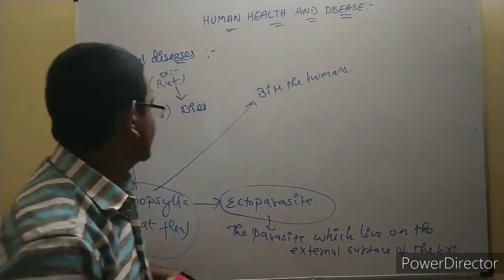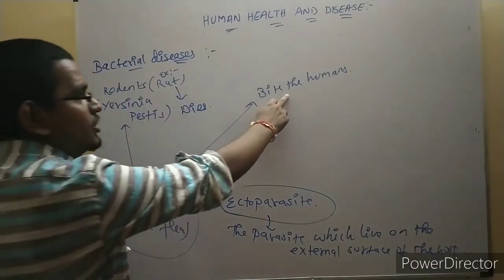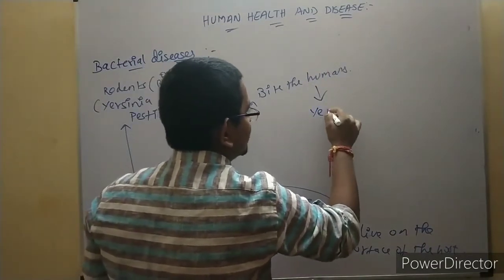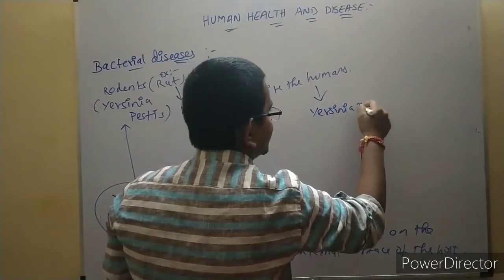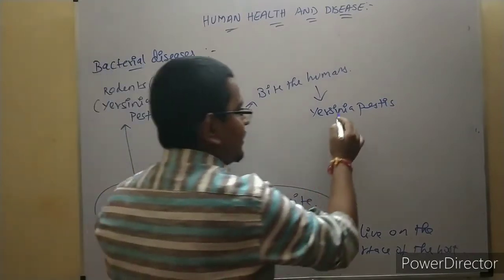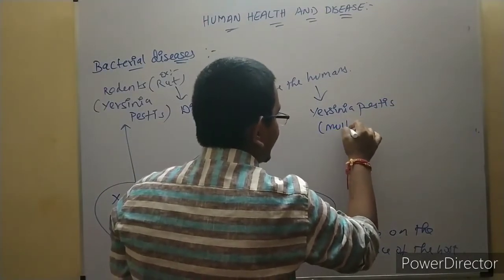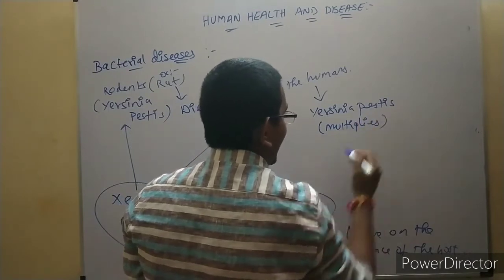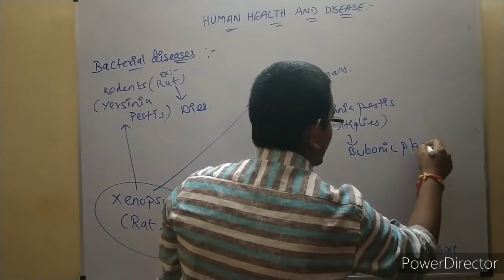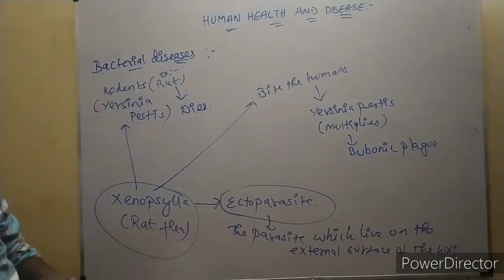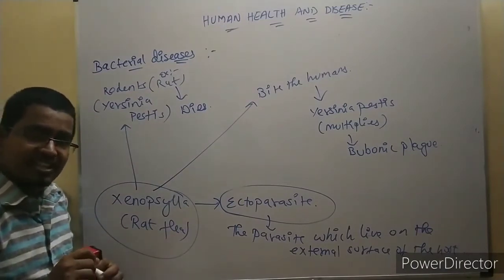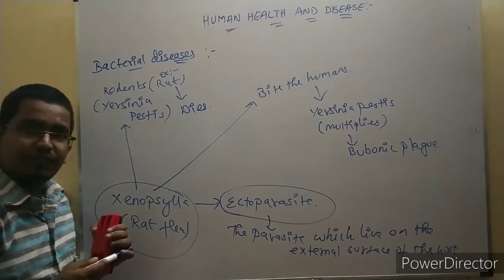Right? So once the Xenopsylla bites the humans, in that human, Yersinia pestis will be transmitted into the body. Once it is transmitted into the body, Yersinia pestis multiplies and causes bubonic plague. It is how bubonic plague is caused. Once again, students, if there is any rodent which is affected with Yersinia pestis, that rodent is suffering from bubonic plague.